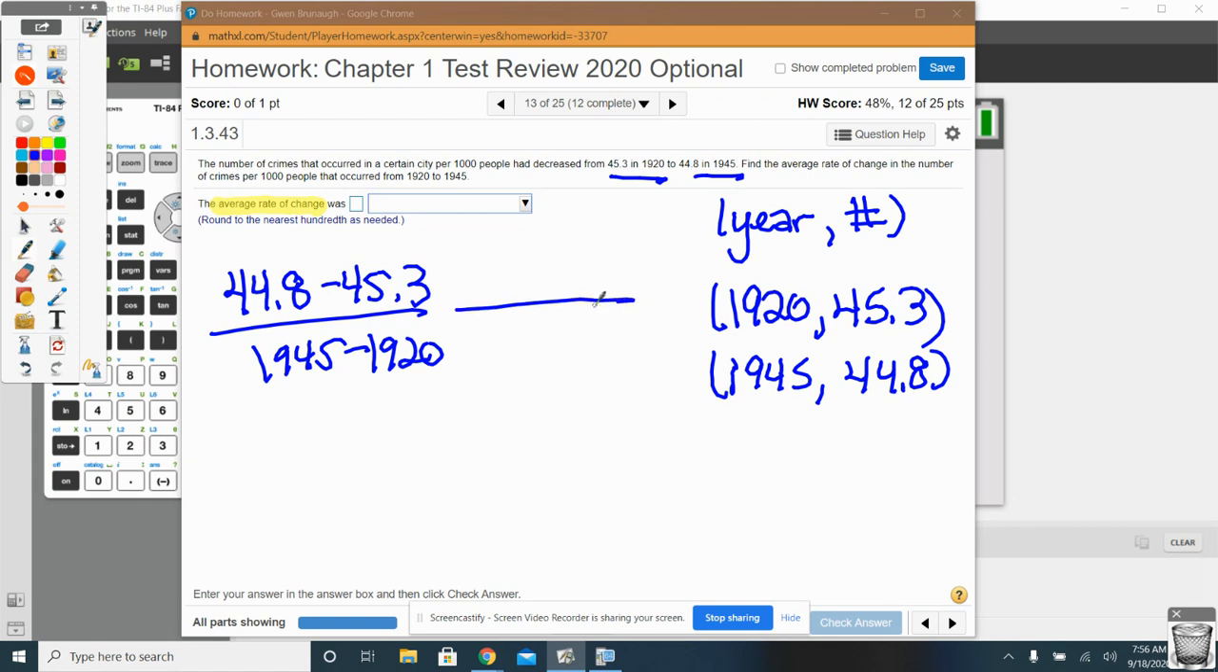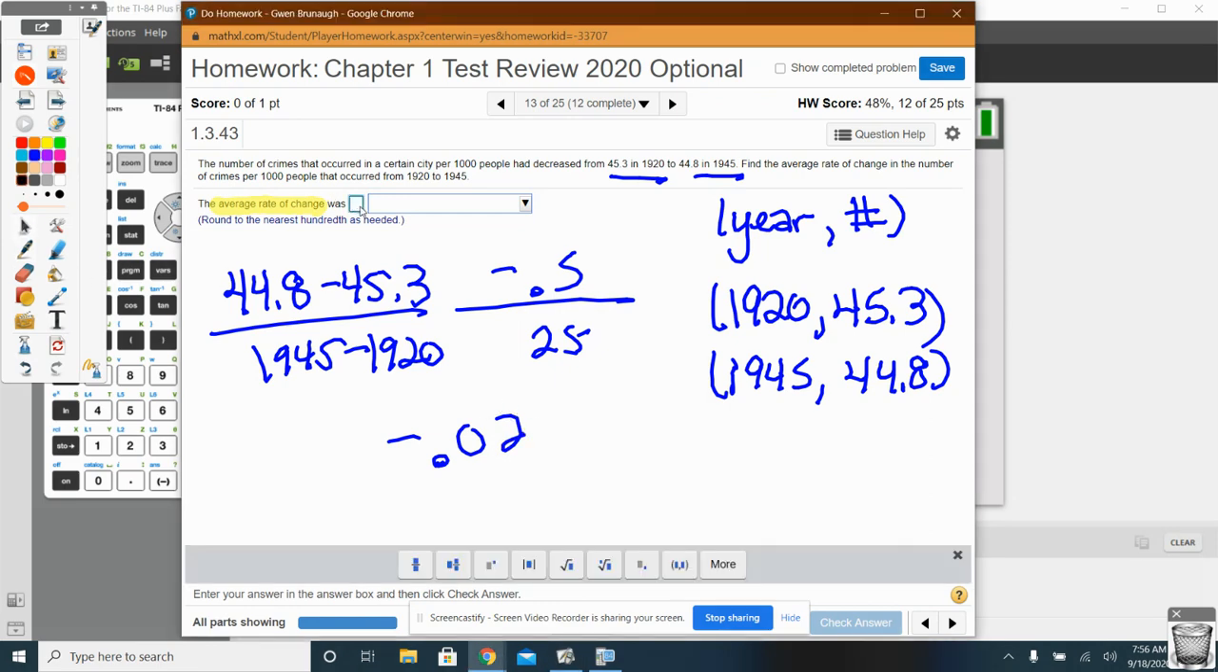What does that give us? Well, wrong calculator. 44.8 minus 45.3 gives me negative 0.5 over 25, which is negative 0.02. That's the rate of change: negative 0.02.